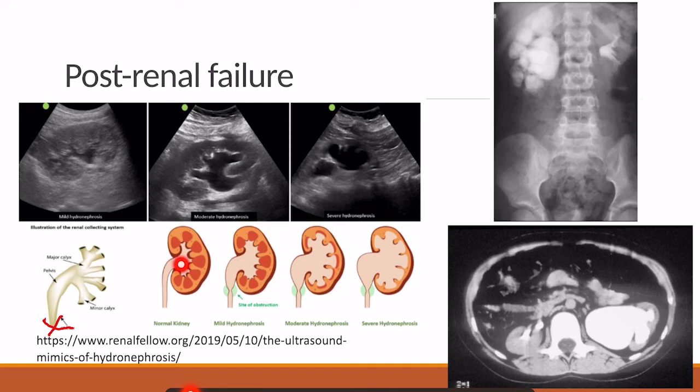And so you can get normal kidney here, and then with that blockage, it starts to get more and more and more filled up. And so can you see how this is starting to get more and more dilated? This black here is urine. This here, you can see the border of the kidney here.